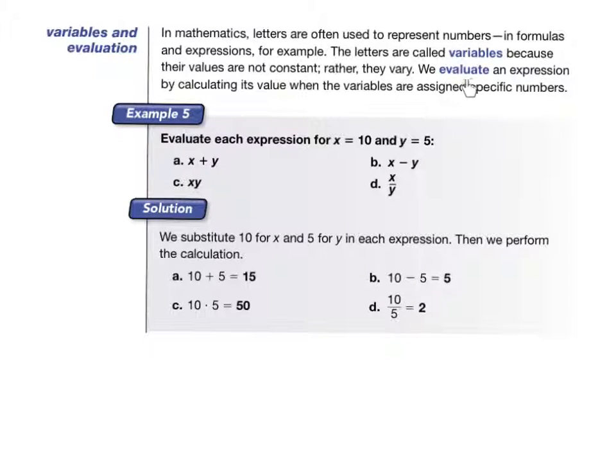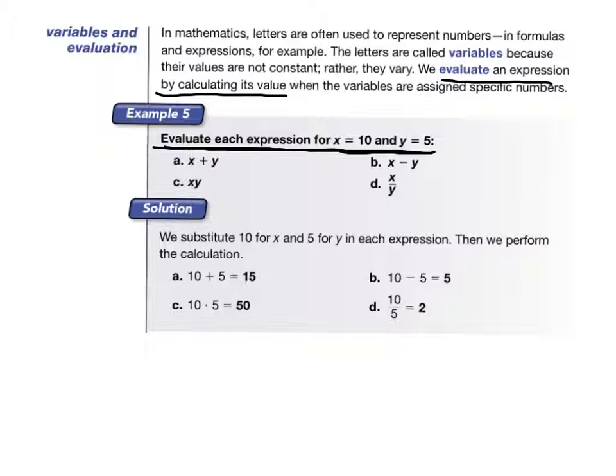The next word is evaluate. We evaluate an expression by calculating its value when the variables are assigned specific numbers. So all you need to write is this. Evaluate an expression by calculating its value. So you evaluate by calculating. So example 5, here it says evaluate each expression, write the problem down, for x equals 10 and y equals 5. And the reason you write this down is because this is for your notes.